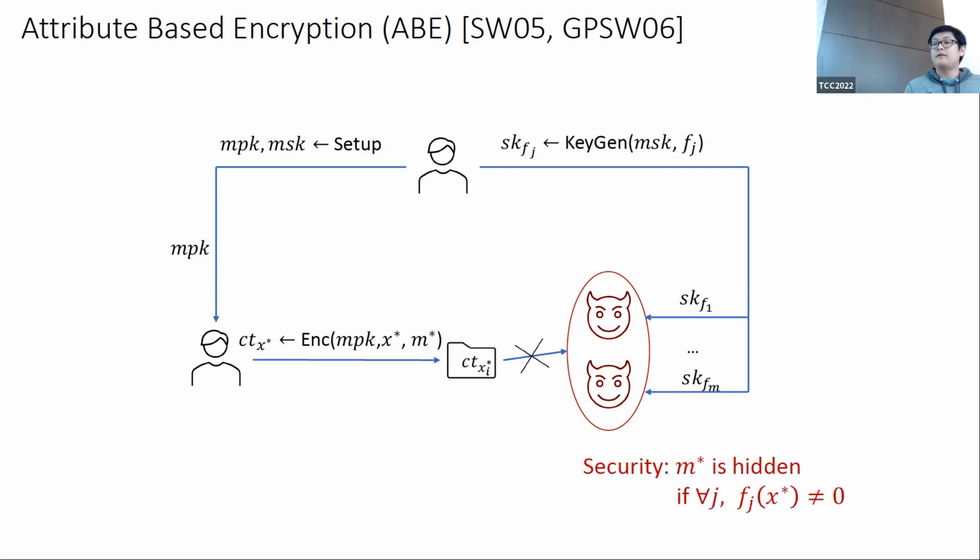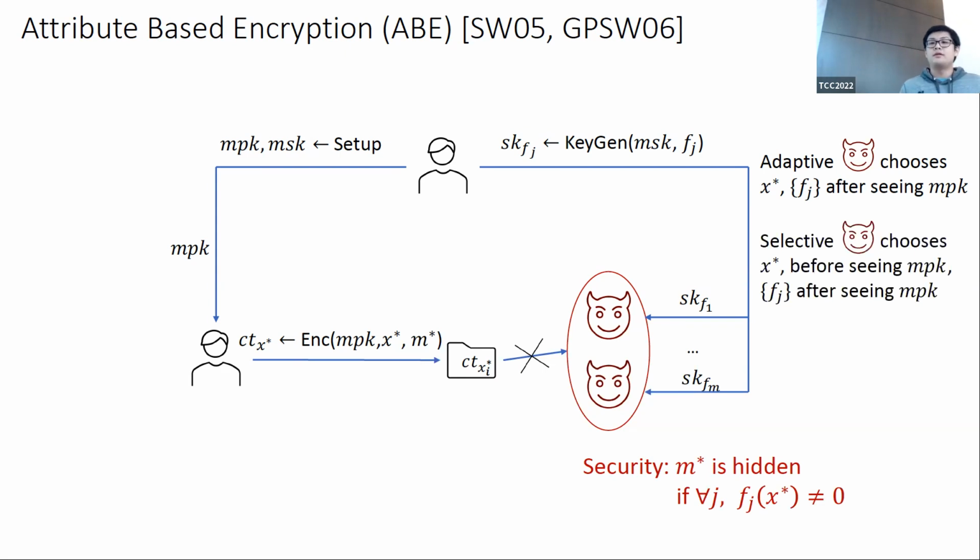If each of the keys separately cannot decrypt the ciphertext with attribute X star, then the message M star should remain hidden. In the formal security game, the adversary is allowed to choose the challenge attribute X star, as well as the policies of the keys themselves. An adaptive adversary chooses X star and FJ after seeing the master public key. A weaker selective security chooses X star before seeing the master public key.